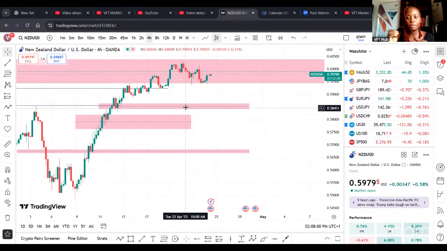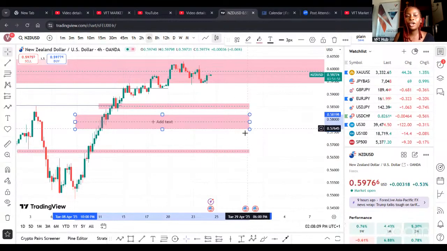Are you seeing how I'm pinning the story together? I'm saying price is going to sell off most likely into these different points of interest. And then if they hold, fine, we start looking for buy opportunities. If they do not hold, then we know that the sell has continued.